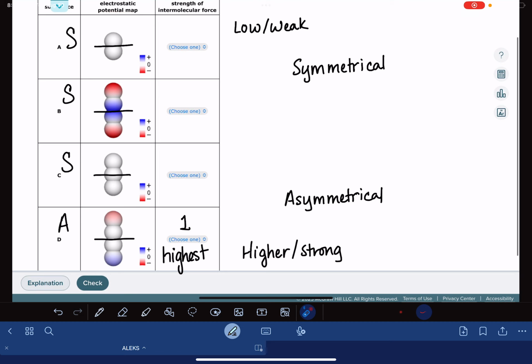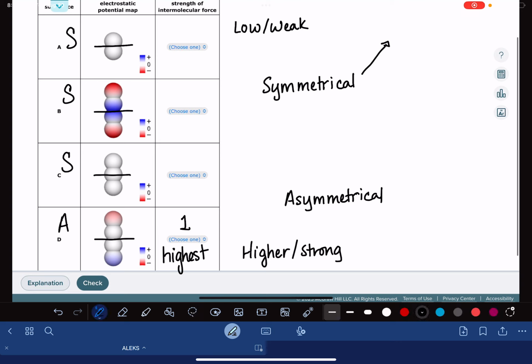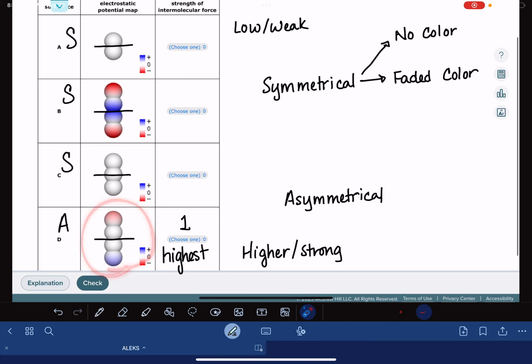The next variable that we're going to take into consideration is the depth of the color. So for my symmetrical molecules, I'm going to make a little tree diagram here. A molecule that has atoms that are all white, so there's no color coding, no shading at all, is going to be the weakest. Molecules that have that kind of faded color, like I see down here, that's going to be the next weakest. And then the molecules that have the bright colors are going to be the strongest.